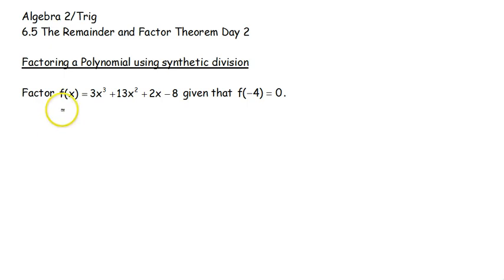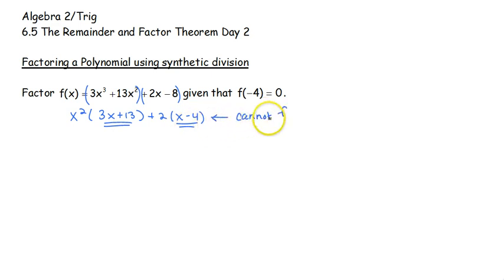So we start with f of x is equal to 3x cubed plus 13x squared plus 2x minus 8. Until today, if I wanted to factor this, because I have 4 pieces, the only way I could possibly factor would be factor by grouping. I'd group the first two, I'd group the second two, pull out my GCF, x squared, we're left with 3x plus 13, pull out the GCF of 2, I'm left with x minus 4. I see that the inside pieces are not the same, therefore we cannot factor using grouping.